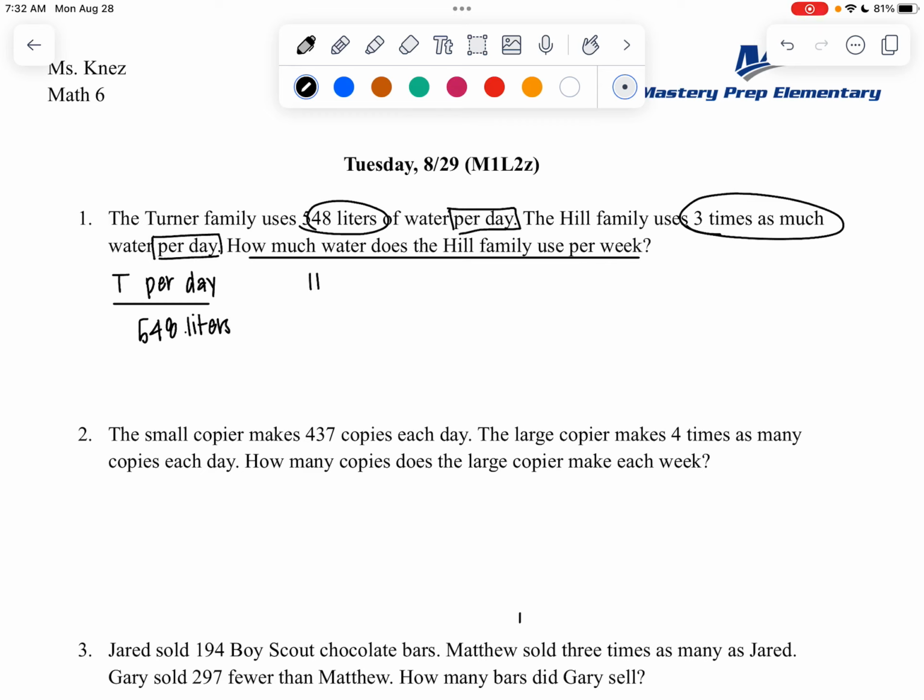Now let's think about the Hill family. I know that the Hill family is using 3 times as much as the Turner family. And so I need to multiply that 548 times 3.